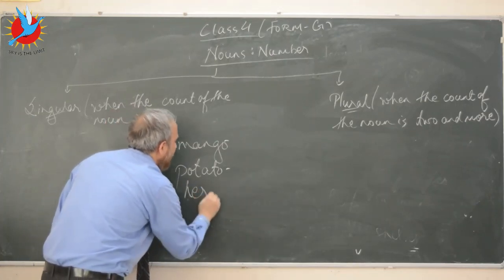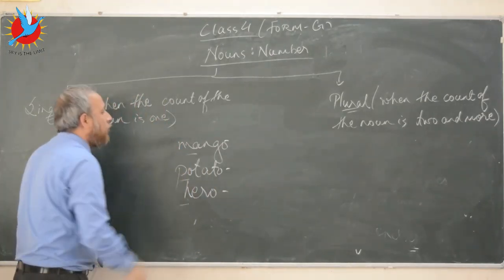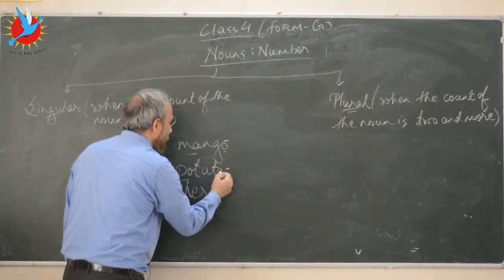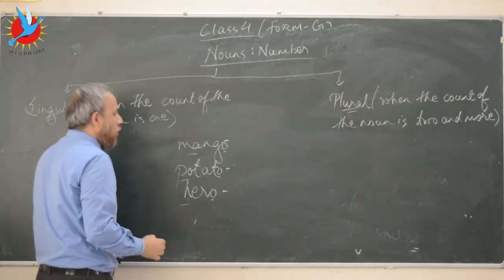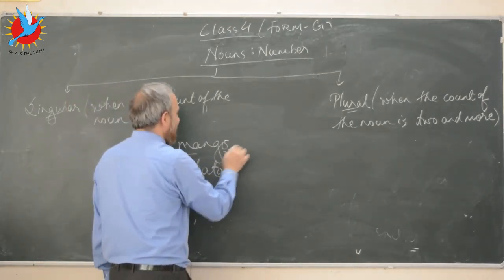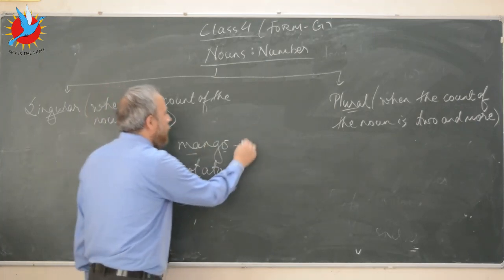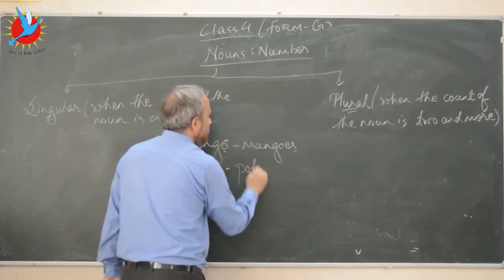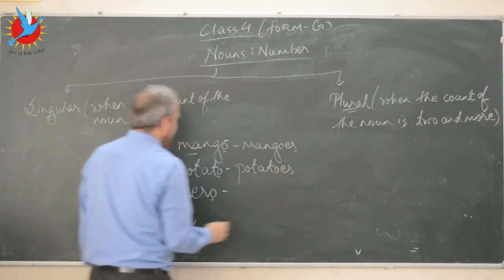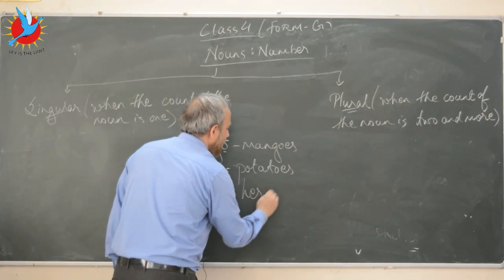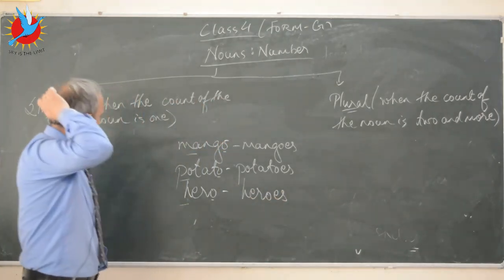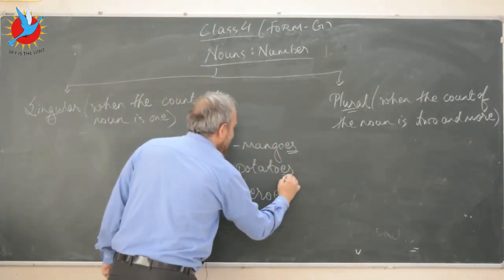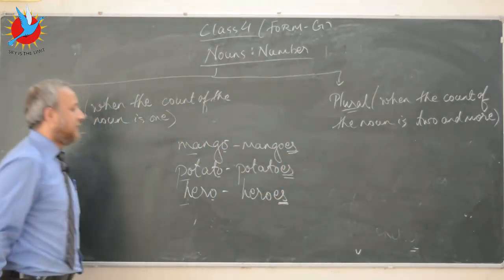Let's say hero. Okay, let's look at these three nouns now. Mango, potato, and hero. All these nouns end with the letter O. So how am I supposed to change it? Well, if I want to write the plural form of mango, it becomes mangoes. Potato becomes potatoes. And hero becomes heroes. Okay? So what have I done? I've added ES, I've added ES, and I've added ES here.